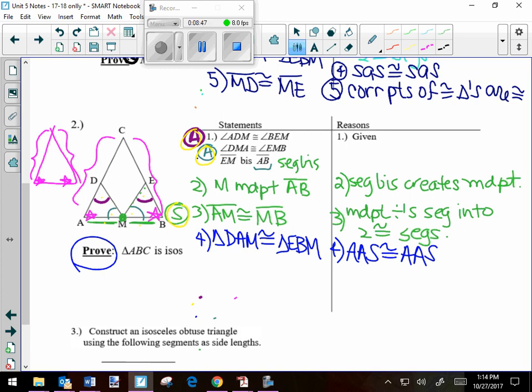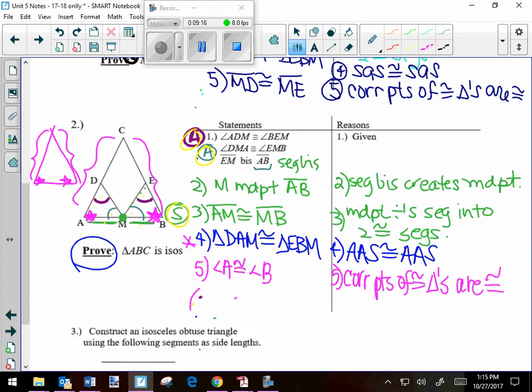But we have to talk, how are we going to get angle A congruent to angle B? Oh, that's right. We just said that those triangles were congruent in line 4. And once the triangles are congruent, all of their parts are. So I have angle A congruent to angle B because of corresponding parts of congruent triangles are congruent.